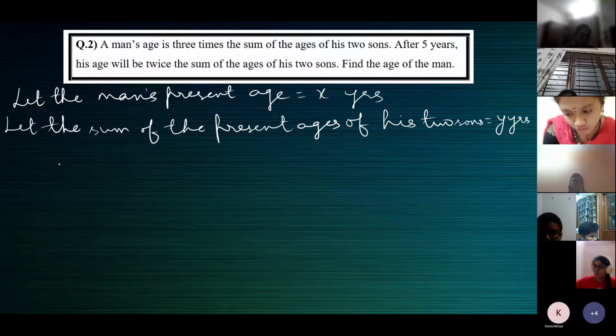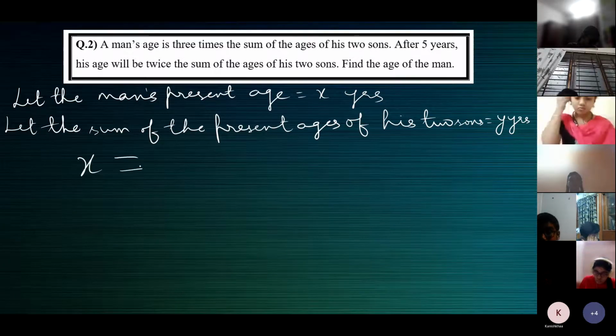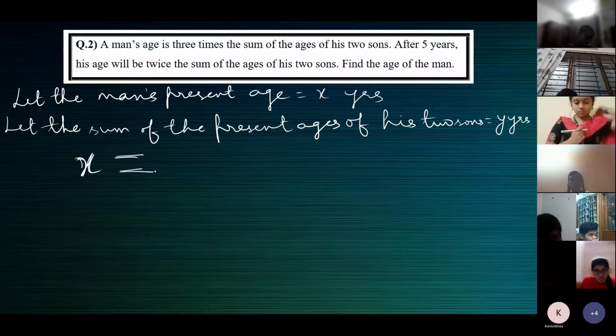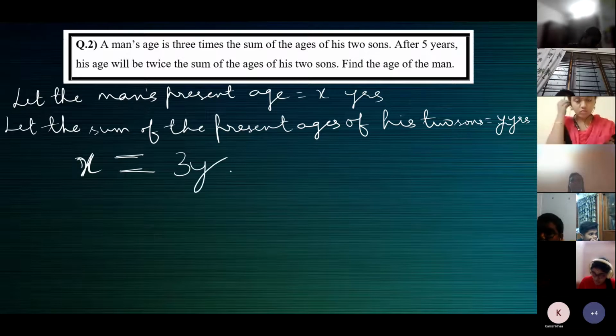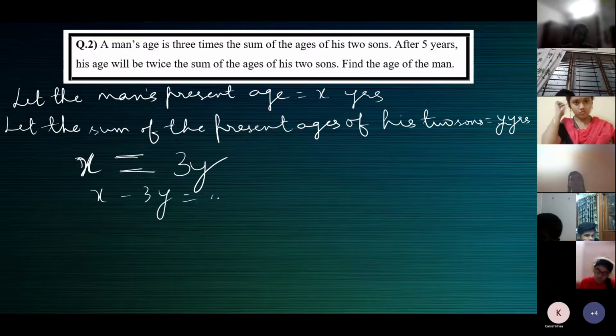Now read: a man's age, meaning X. As soon as you read a man's age, you should write X. "Is" means is equal to 3 times the sum of the ages of his 2 sons. The sum of the ages of his 2 sons is Y, so 3Y. X is equal to 3Y, or X minus 3Y is equal to 0, is the first equation.